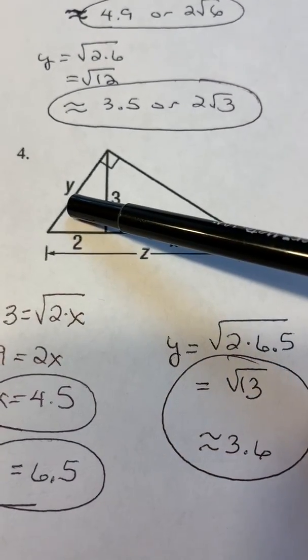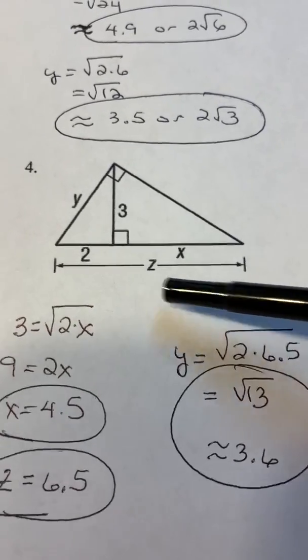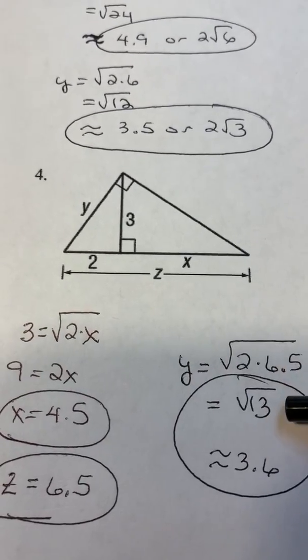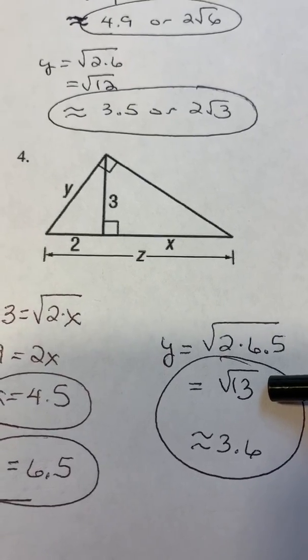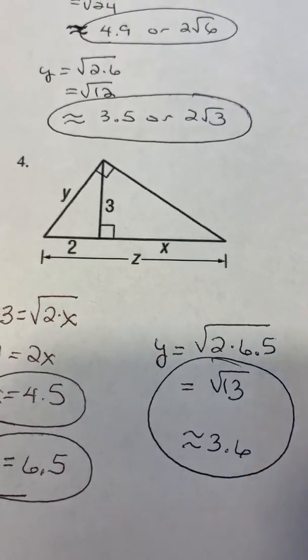Then y would be the connection between 2 and 6.5. So there's your connection there. That becomes root 13. Again, that doesn't break down, so you're stuck with that root answer by hand. There's your answer by calculator.